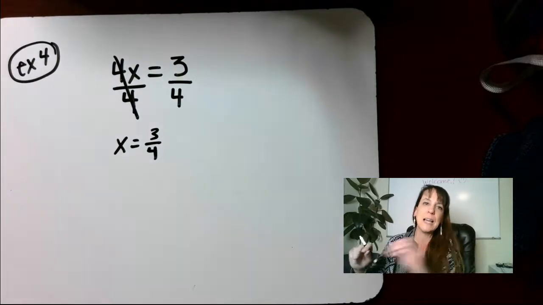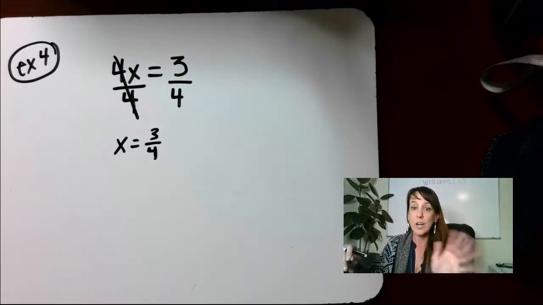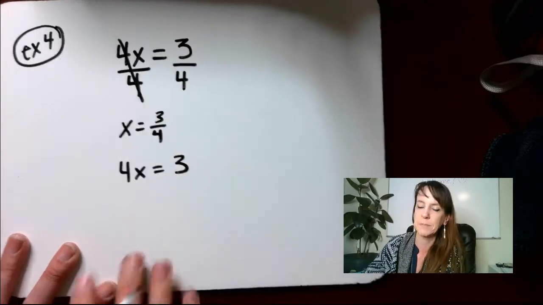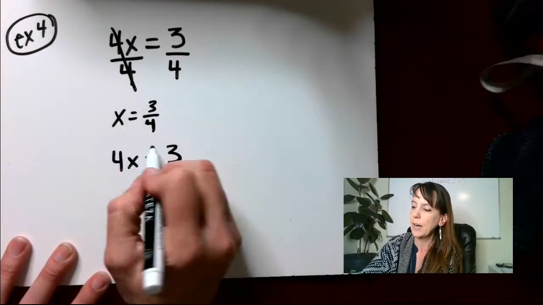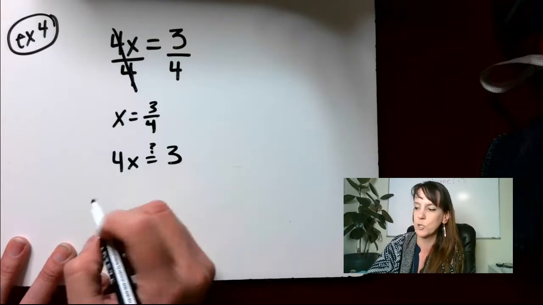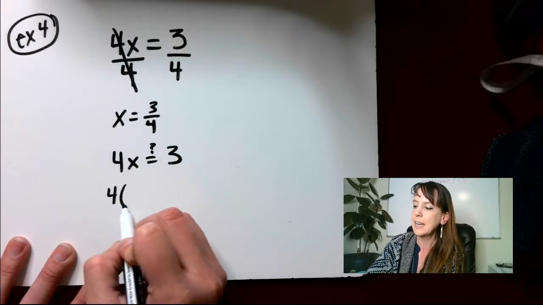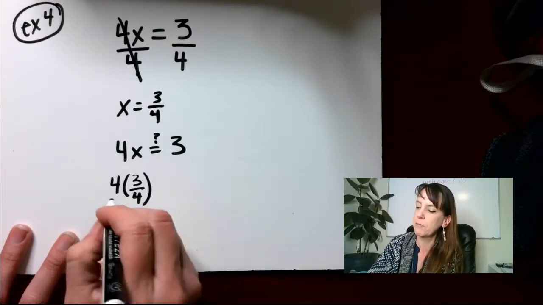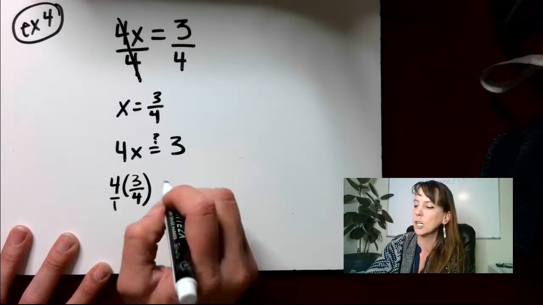Now, as I said in the last video, and what I just mentioned, you can check your work on these guys. So the original problem was 4 times x equals 3, right? Let's plug in for x. So we're going to put a little question mark here because that's what we're checking. 4, instead of x, we're going to put 3 over 4. Since I'm dealing with a fraction, I'm going to put 4 over 1 just to make it a little bit easier.